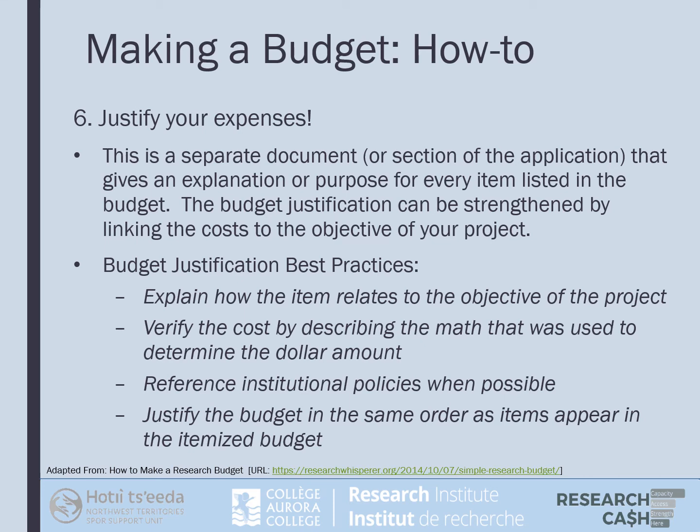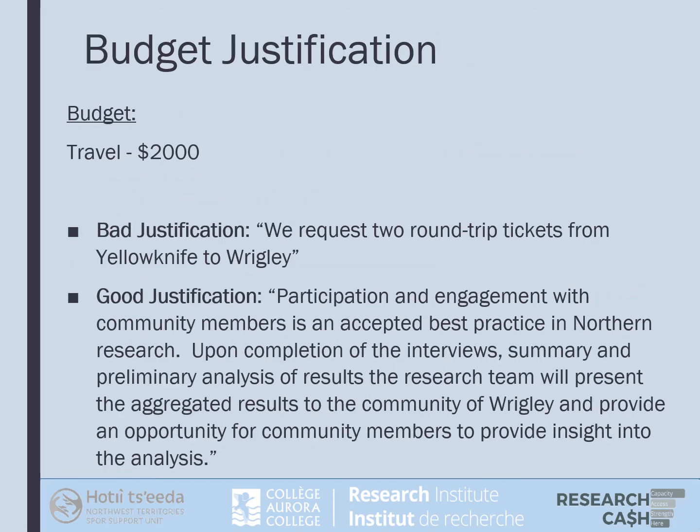So we can take a look at a couple examples of this. Okay, so here we can see a budget justification. And now this is more than just stating what the money is going to be used for. For this example, the researcher includes $2,000 for travel. A poor justification would be to simply state we need this money to buy 2 round-trip train tickets from Yellowknife to Wrigley. A good explanation will explain why you need this item and how it's related to the objective of your research or doing respectful research.